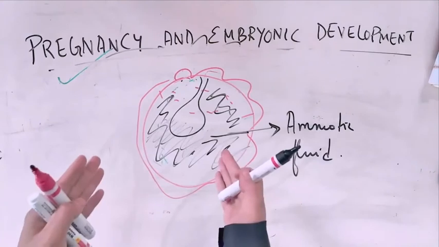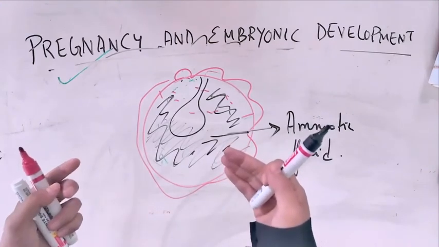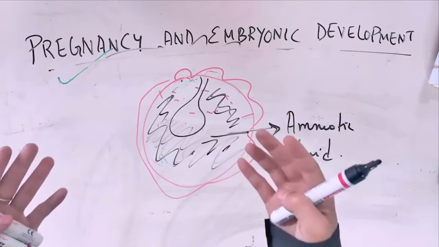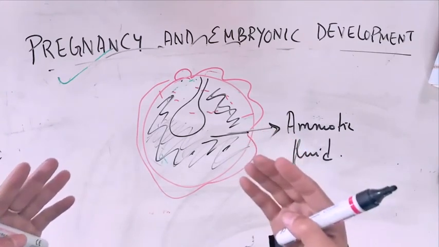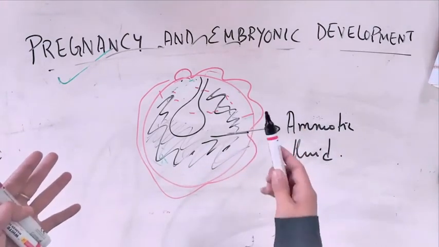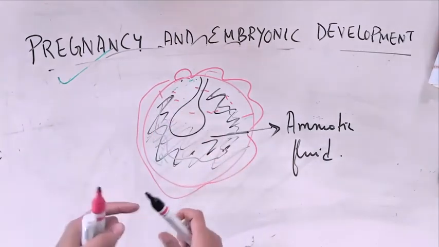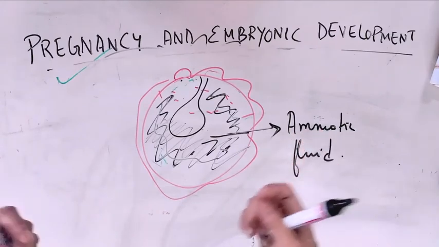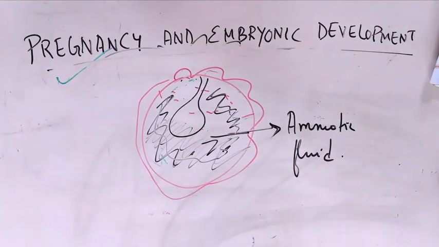And this amniotic fluid, if it is not there, then suddenly the mother may be in shock. The amniotic fluid is very important because it prevents the baby from diseases. So it is important. What do we do? The amniotic fluid acts as a shock absorber.